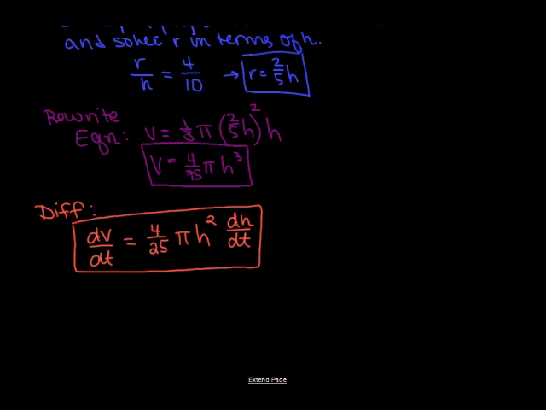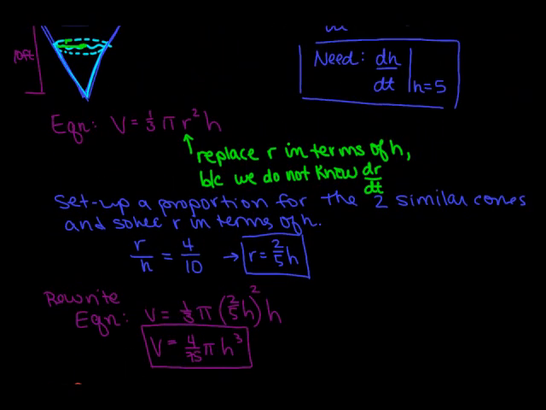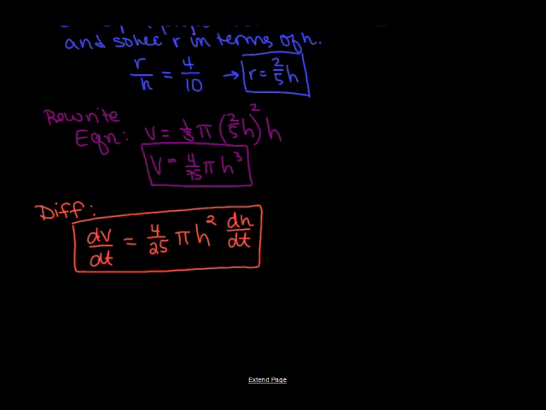Okay, so back to the original question, they wanted us to find out what is dh/dt when h is equal to 5. So go ahead and substitute in the values that you knew. So dV/dt, that was 10. That equals 4/25 times pi. Our h, we want the moment that h is equal to 5. And then we are solving for dh/dt.